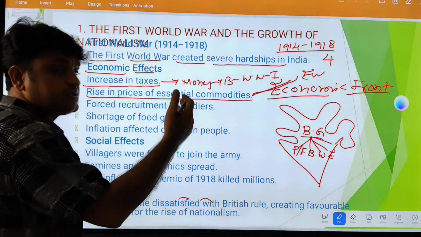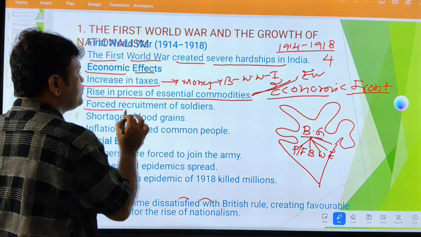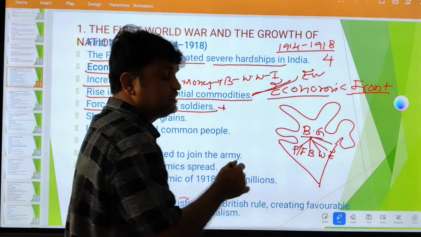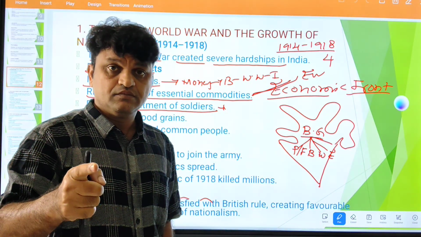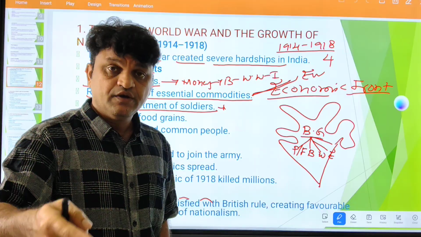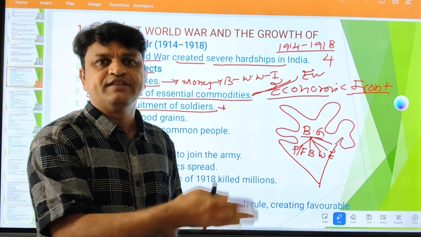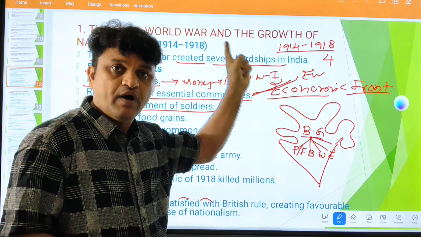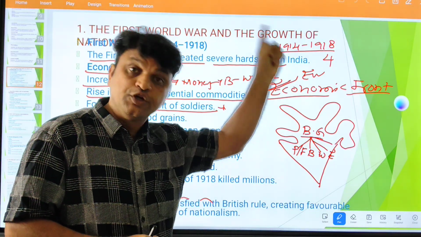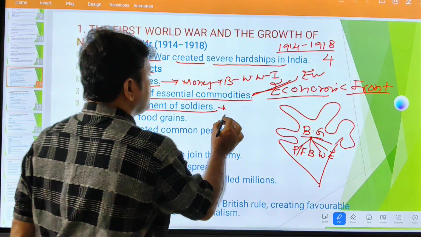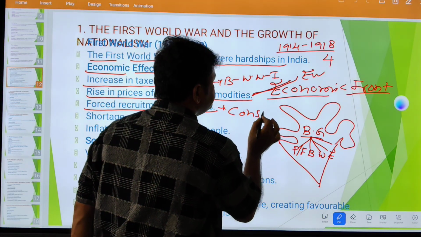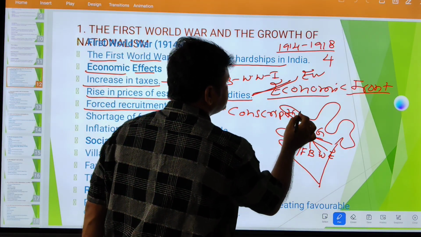So the prices of essential commodities are increasing, and there is forced recruitment of soldiers in villages. The British government ordered the recruitment of soldiers from the villages. So village people are reluctant. They are not showing interest to join the army and to fight on behalf of Britain in World War I in Europe. So this is called conscription.